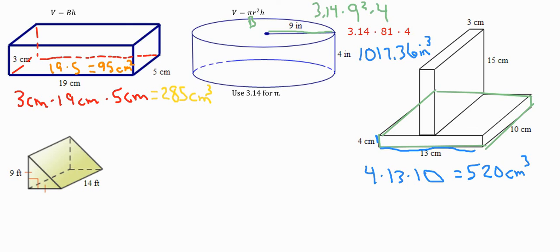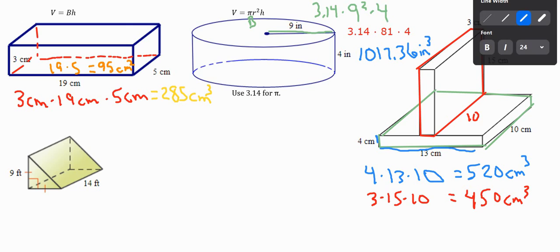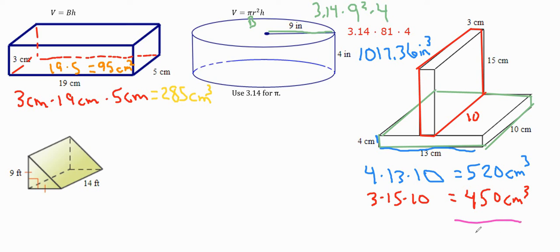And the other box that I'll kind of highlight here in red is 3 inches wide, has a height of 15, and then this number right here over here is 10. So this would be 3 times 15 times 10, which is 450 cubic centimeters. And when we add them together, the total volume then would be 970 cubic centimeters.